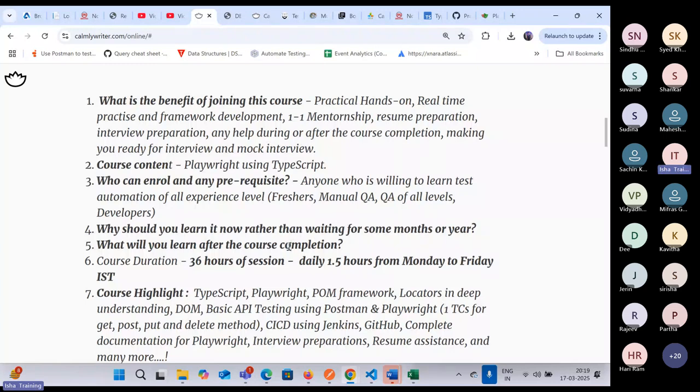Real-time practice and framework development. When I say real-time practice, we'll be practicing similar kinds of things in our course that we go through inside the organization as well. Framework development will be completely from scratch. In the course content itself, we'll be discussing a page object model framework, which we will develop completely from scratch.